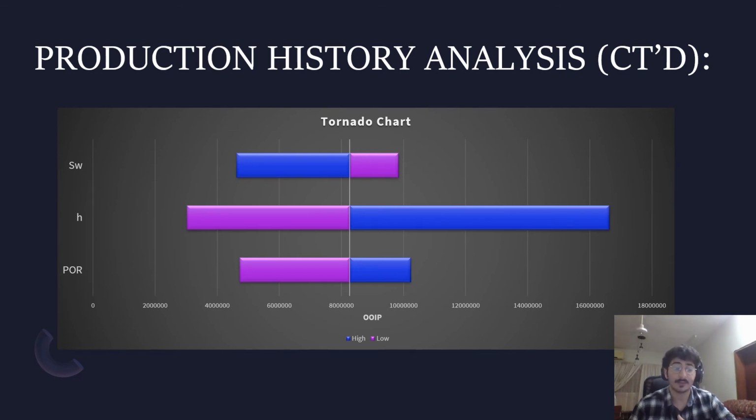We can see that with increasing the thickness of our reservoir, the amount of original oil in place positively increases. Same goes with porosity, but with less amount of original oil in place. But when we increase the water saturation, we see that this affects negatively our original oil in place.